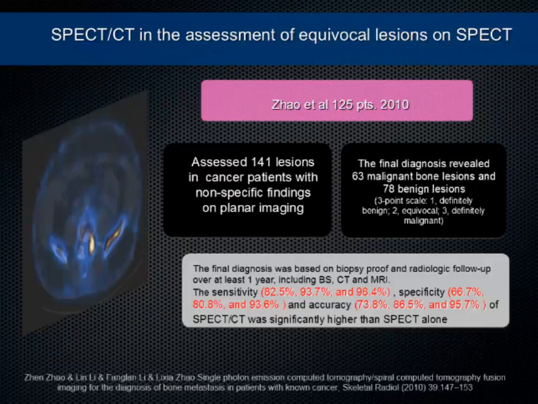And this is one of the largest studies. They looked at 141 lesions in cancer patients, and if you see the sensitivity, SPECT CT has around 98%, specificity around 94%, and an accuracy of about 96%. By using SPECT CT, I would definitely say in more than 90% of the patients you will give a very good report which is convincing, and it will help patient management effectively, and also it will avoid more investigations and more anxiety to the patients as well as to the clinicians.